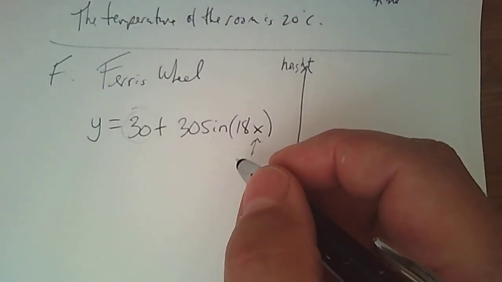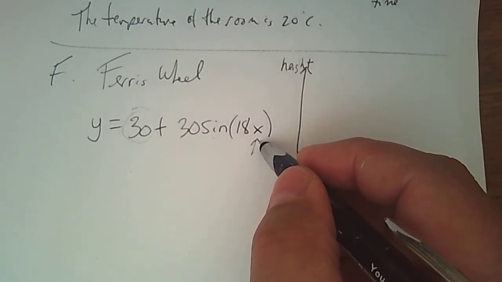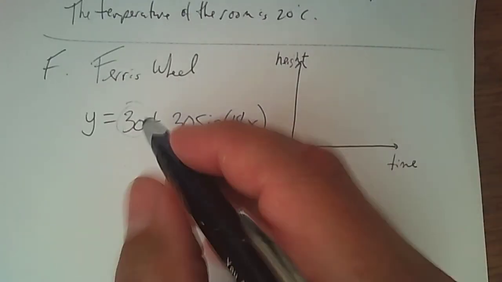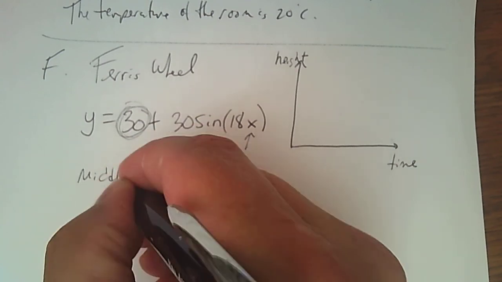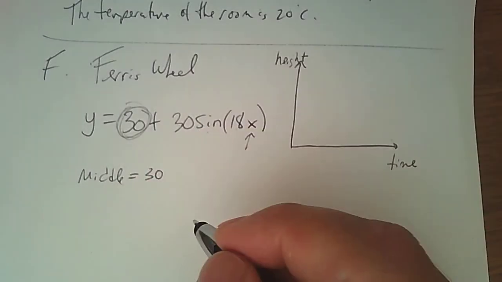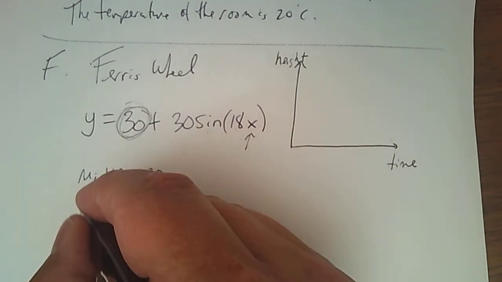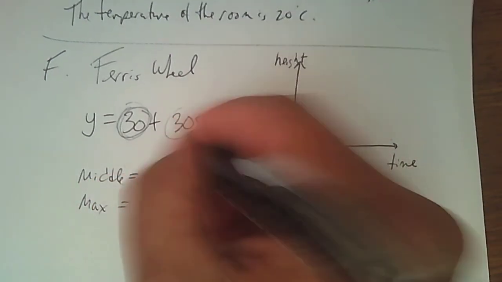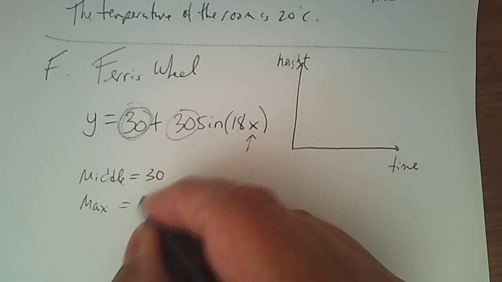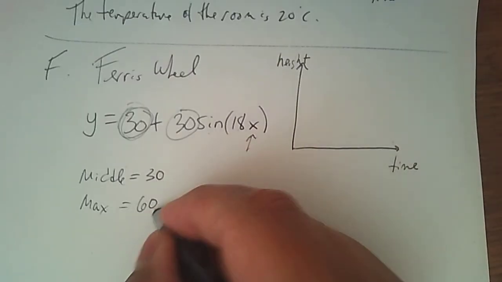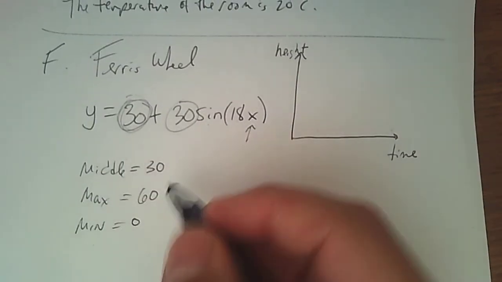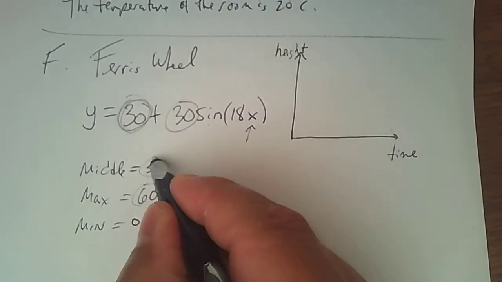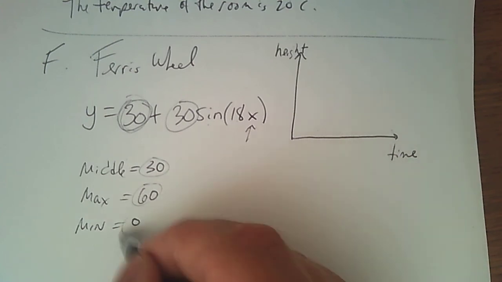So a sine wave usually starts in the middle. And because of this, our middle is actually at 30. It will then go to a maximum. This is our amplitude. We would add 30 to that and it would go up to 60, or subtract 30 and it would go down to 0. So we know it goes up to 60, in the middle is 30, and then the minimum is 0.